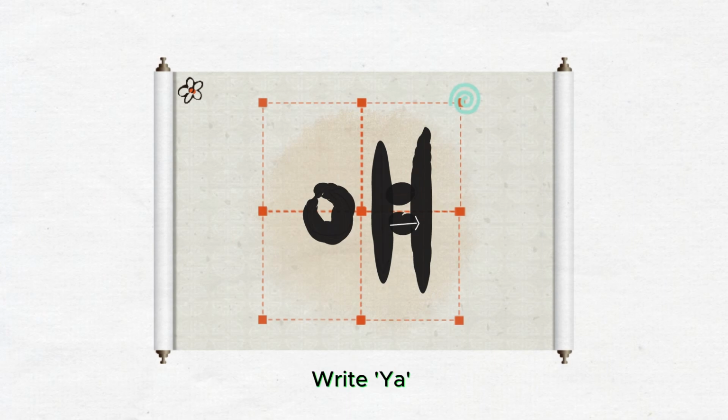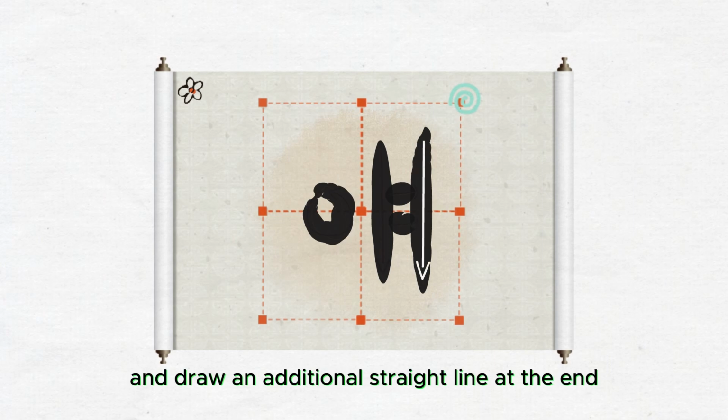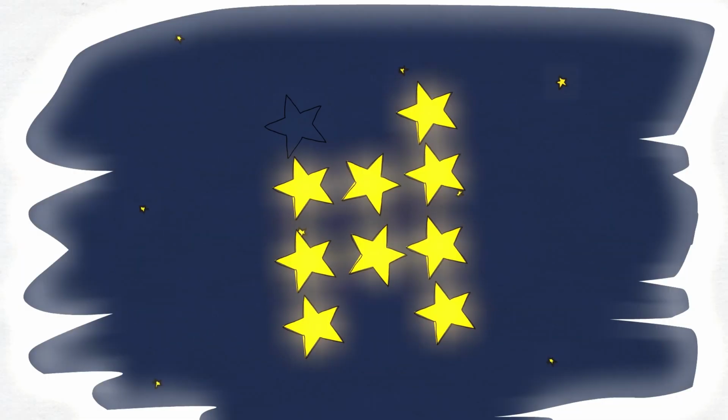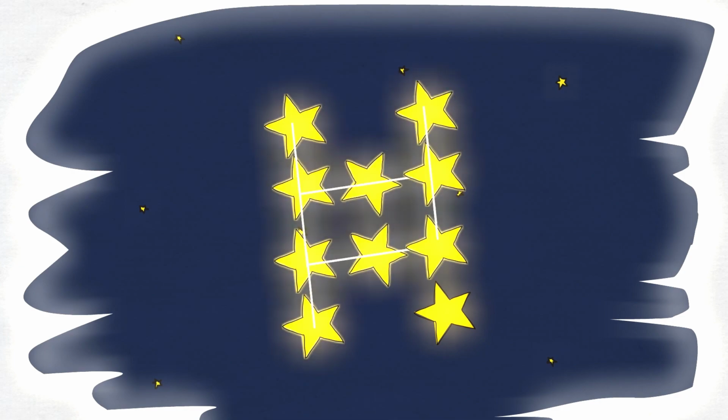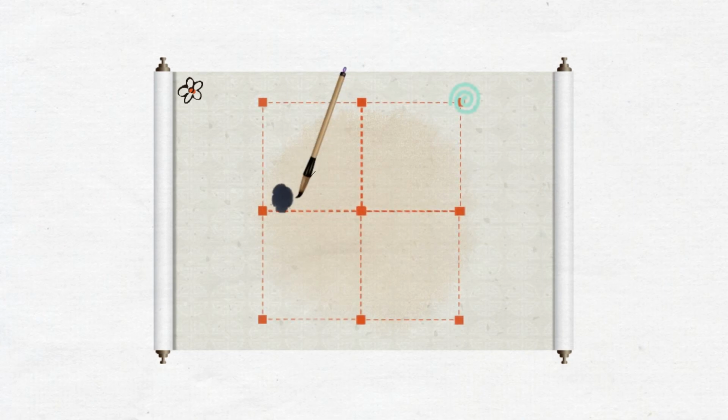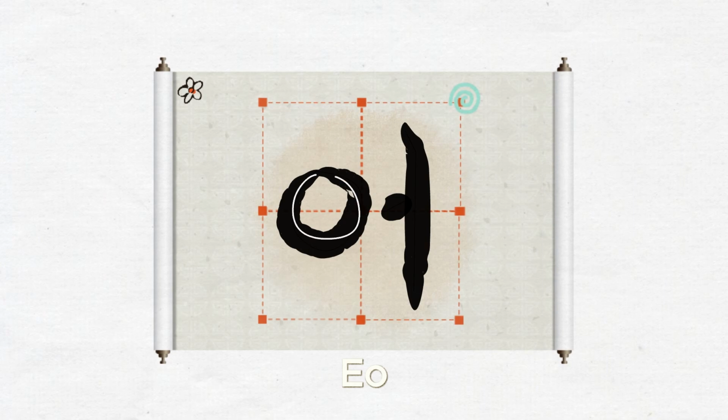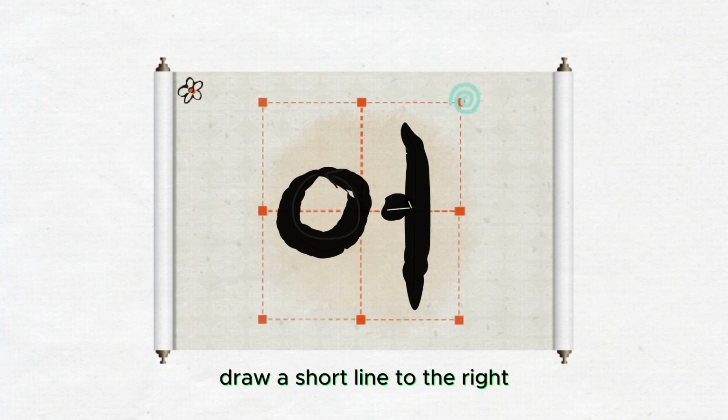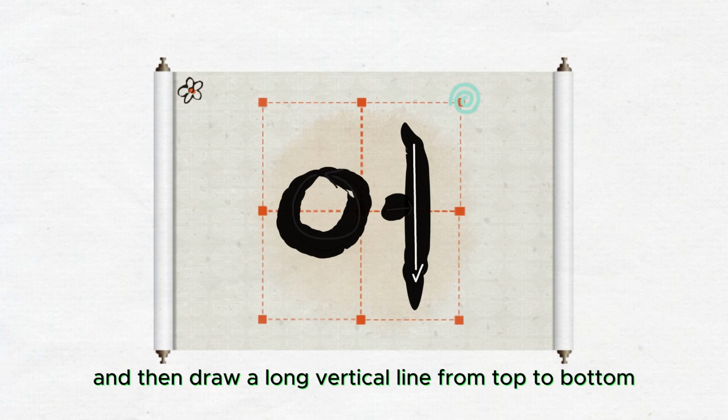Write 야 and draw an additional straight line at the end. 예. Draw a short line to the right and then draw a long vertical line from top to bottom.